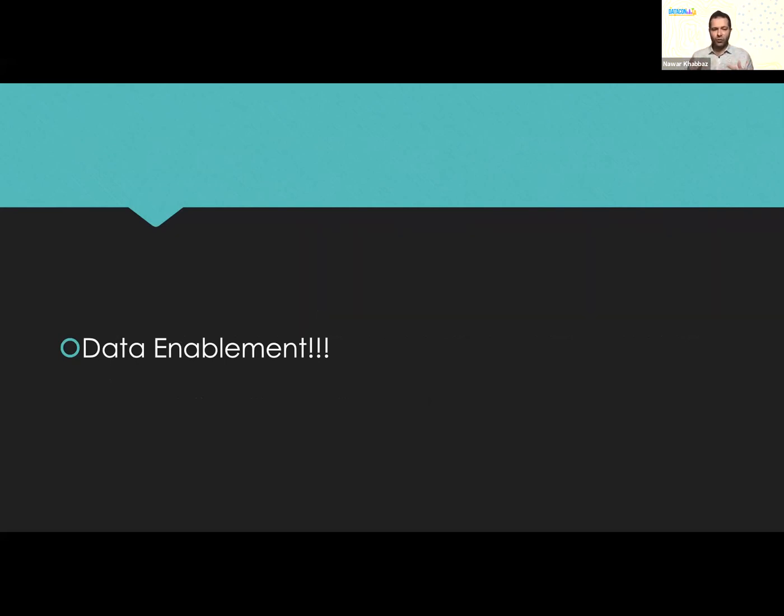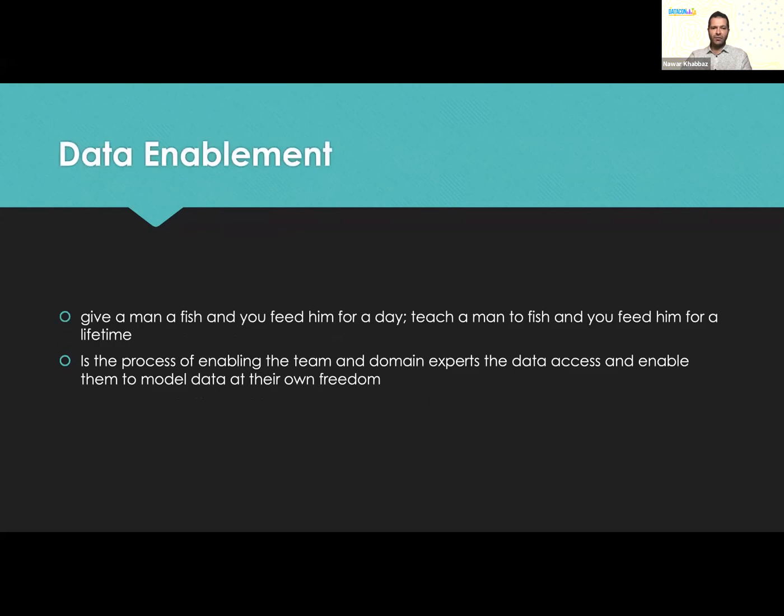The number one rule for data engineering in any organization is not to have a gatekeeper for the data, and to have the data accessible to everyone so that you gain the expertise of all the domain experts to model your data, which makes it easier for you as a data engineer. As we all know, that old saying: give a man a fish and you feed him for the day, teach a man how to fish and you feed him for a lifetime. This applies to enabling the team and domain experts with data access and letting them model their data at their own freedom.